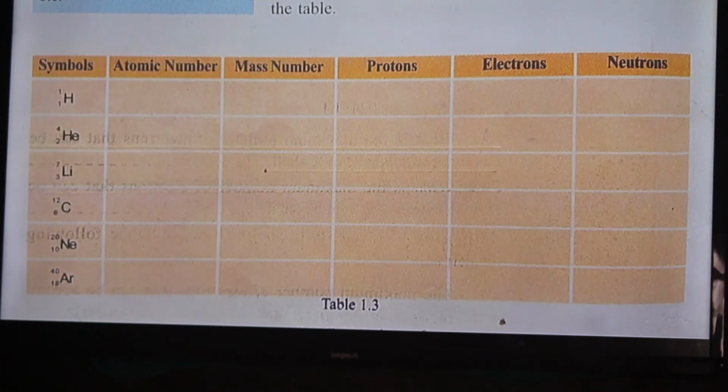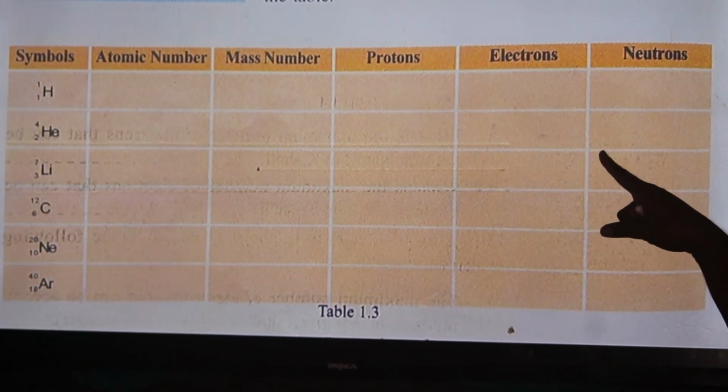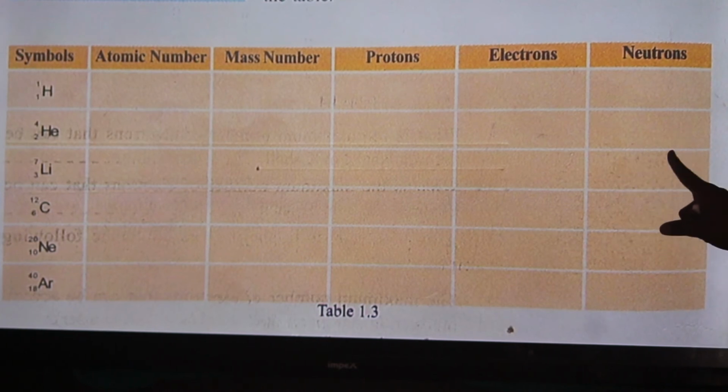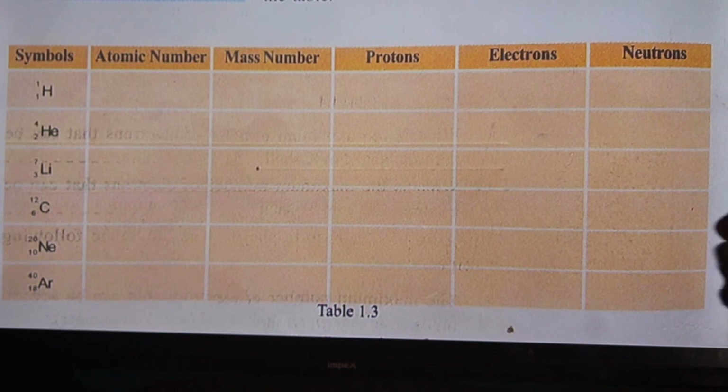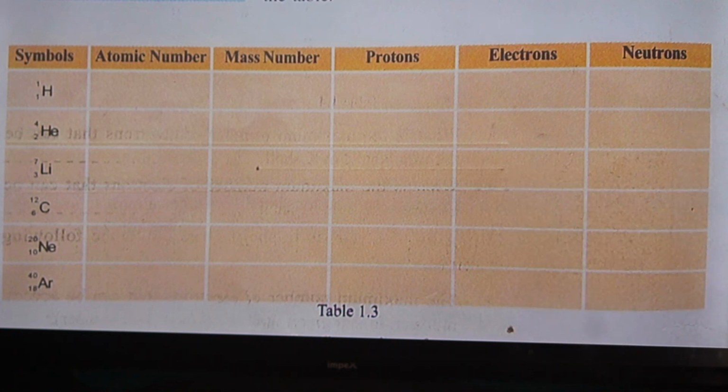Let us analyze the table: symbol, atomic number, mass number, protons, electrons, neutrons. Here for hydrogen, the atomic number, on the lower side, you can see is 1. The mass number is also 1. The number of protons is equal to the atomic number, also 1. The number of electrons is also 1, because the number of protons and electrons in an atom are equal. The number of neutrons is zero, because our mass number is 1.